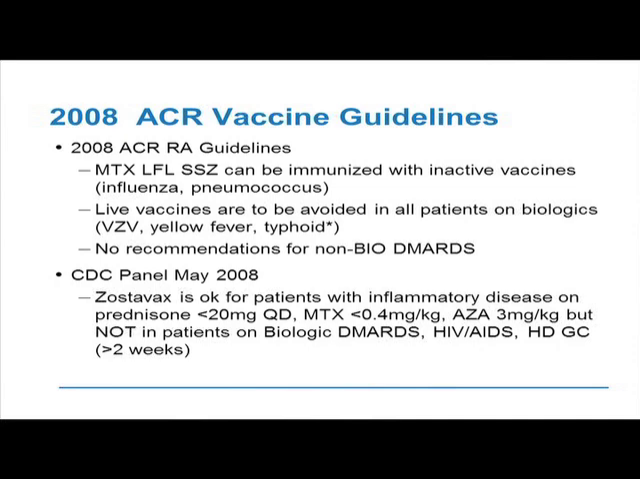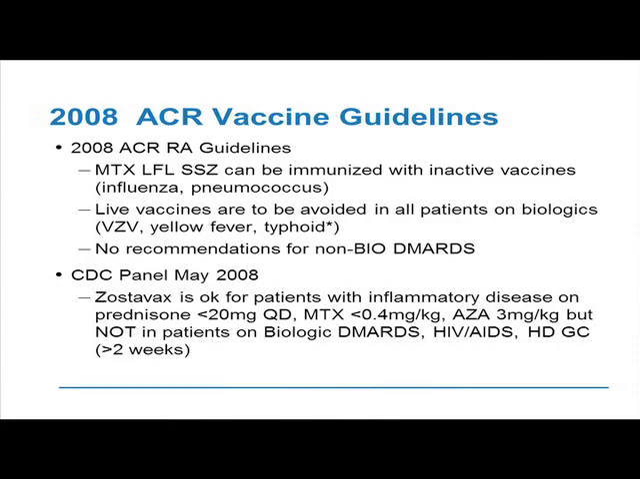If you give them Zostavax and wait merely 14 days, then they can start the biologic. If a patient is on a biologic, they should really stop for 28 days before getting this. If they're just on methotrexate and prednisone, they can get Zostavax.